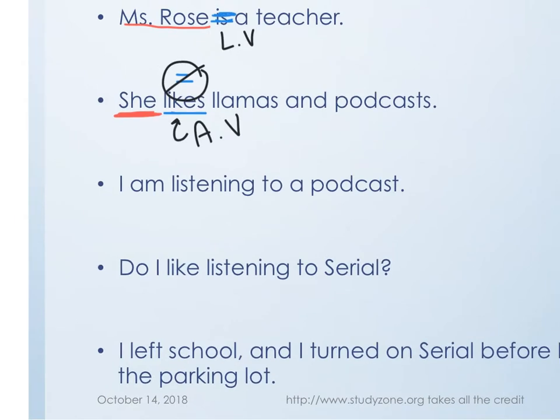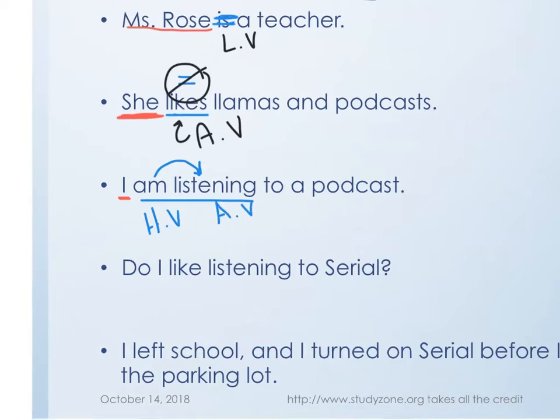I am listening to a podcast. Okay, so the subject, the person doing the action, is I. And then I have these two words here, am listening. Those are my verbs. Am is helping, listening. So we have a helping verb, helping the action verb, listening.